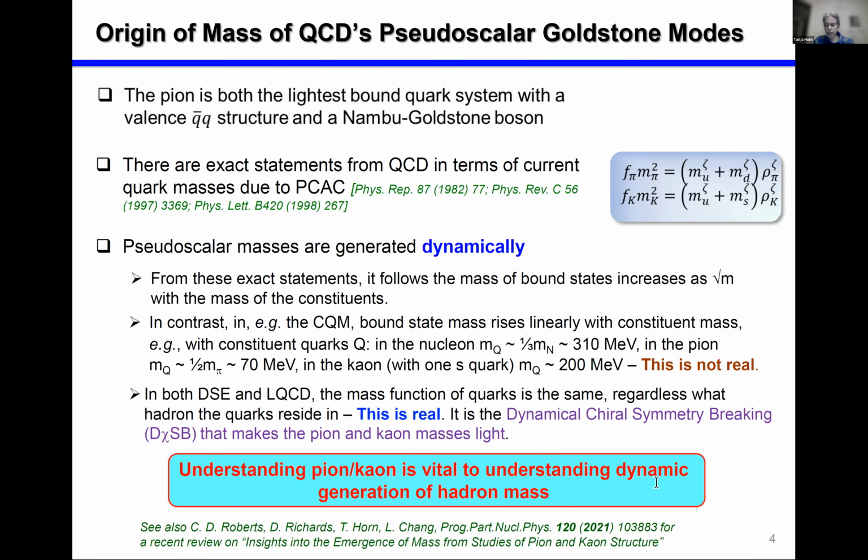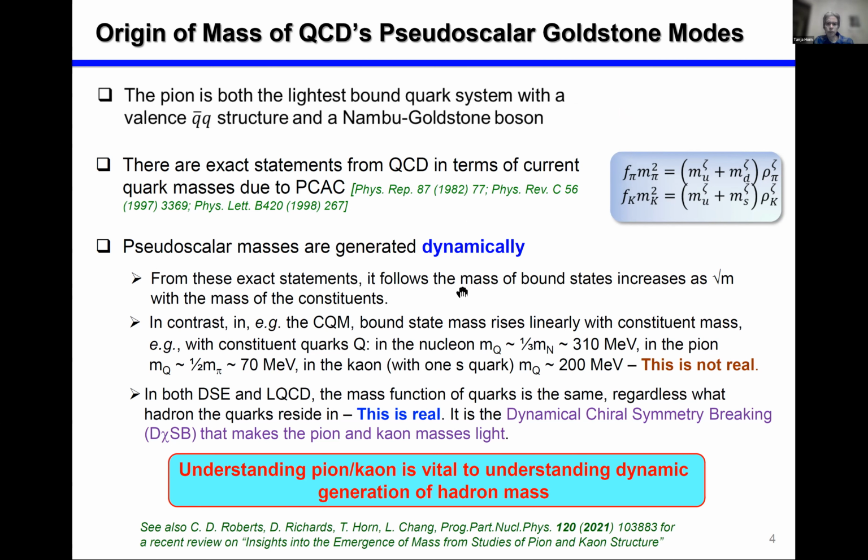They're quite interesting here. It's actually unique to study the mass a little bit, because they are essentially the lightest bound states, quark systems with a relatively simple valence structure, and they would be, or perhaps even are, the Nambu-Goldstone bosons themselves. We can exactly write from QCD the mass functions, as shown down over here, in terms of the current quark masses. There's a very clear prescription to do that.